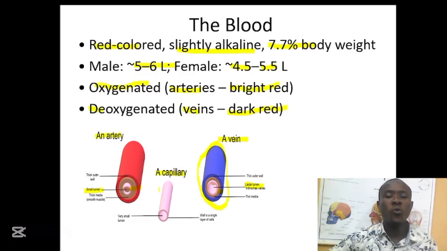And you have to know all arteries carry blood away from the heart, and all veins carry blood to the heart. So blood returns to the heart through the vein and it moves away from the heart through the artery. Arteries transport oxygenated blood except the pulmonary artery, while the veins transport deoxygenated blood except the pulmonary vein.